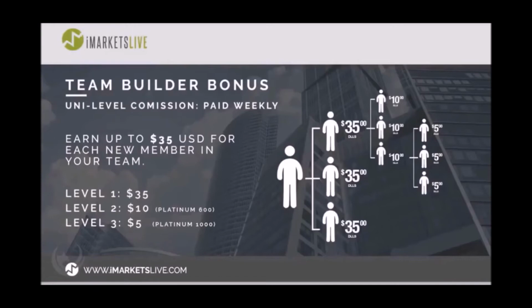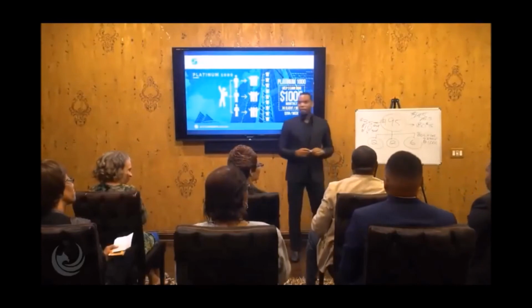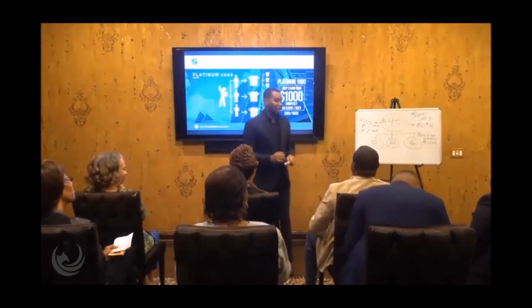When you get to that Platinum 600, we'll pay you $10 for everyone that comes in on your second level. So you sponsored me in the business, I go on and sponsor Andrea into the business. You got paid $35 for me, but guess what? You get paid $10 when I went out and sponsored Andrea. You become a Platinum 1000. Anybody who comes in on your third level, you get paid $5. Ladies and gentlemen, do not discount these 10s and 5s. They add up very quickly.